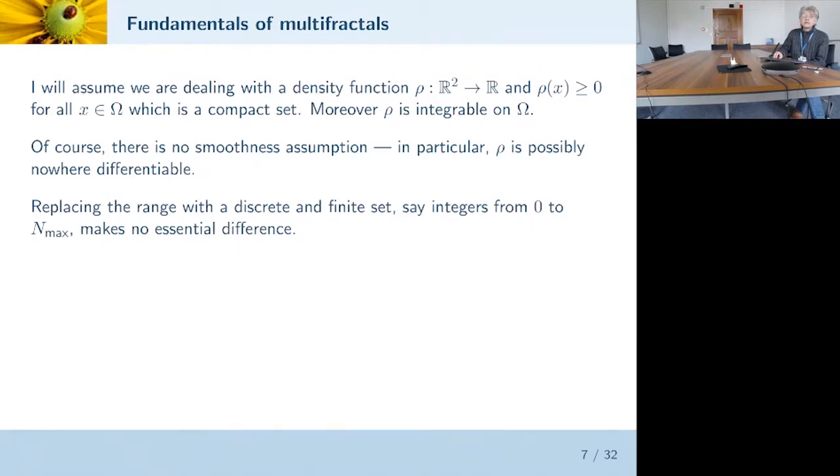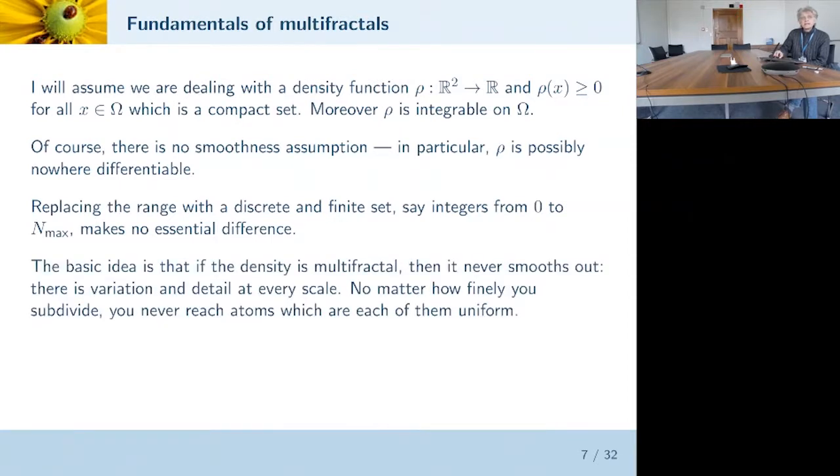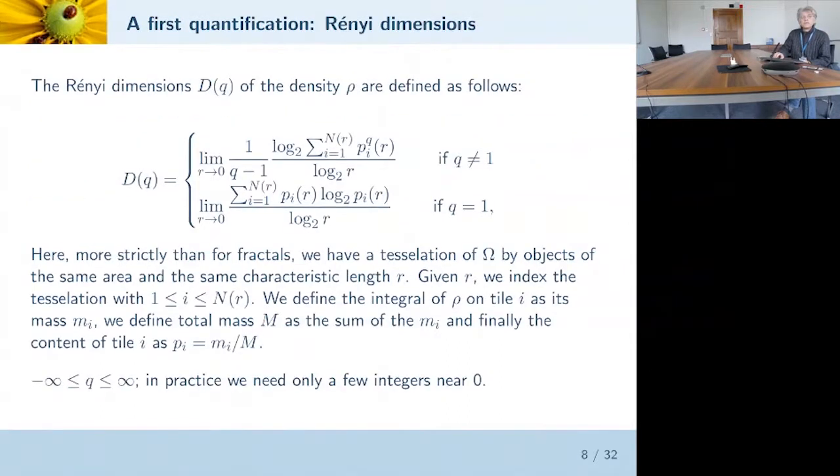If we replace the range with a finite set, it doesn't really matter whether we take our values from real numbers or from a few natural numbers. And the basic idea is that if the density is multifractal, it never smooths out. So if you take two halves of a whole, they will not have the same value. And if you subdivide them, again, each of their two halves will not have the same value, and so on. And what you then have is a tessellation.